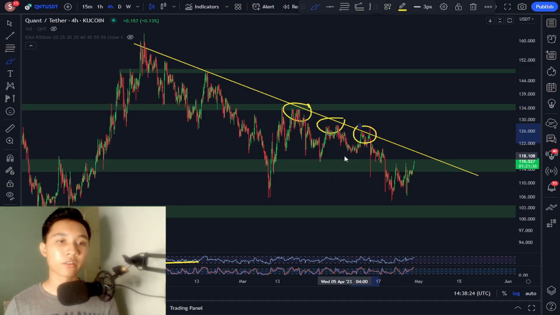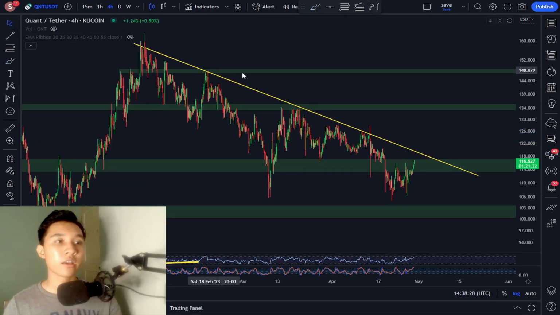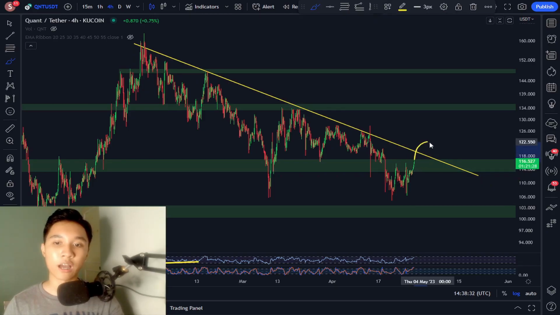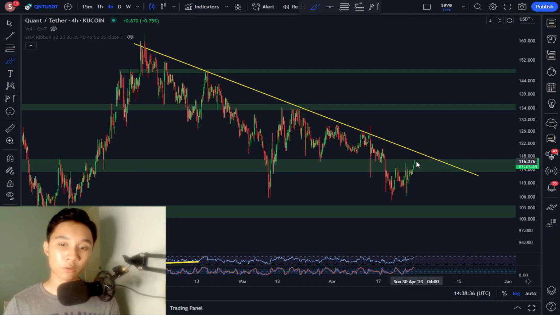So indeed, this trend line in the 4-hourly time frame is acting as resistance, and once we do break above this trend line, that is when I'm going to flip bullish, because again, once we do break above it, that means that we're going to be flipping it to support right here in the future, and that is of course bullish for the Quant price.